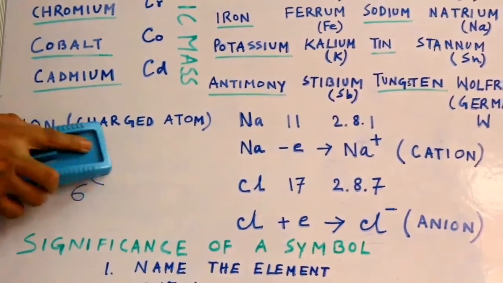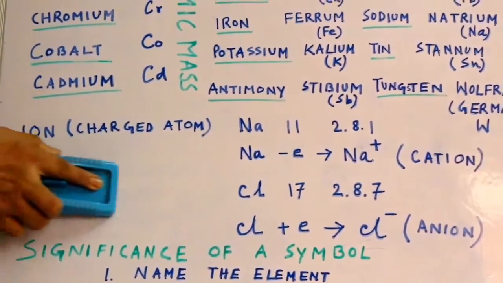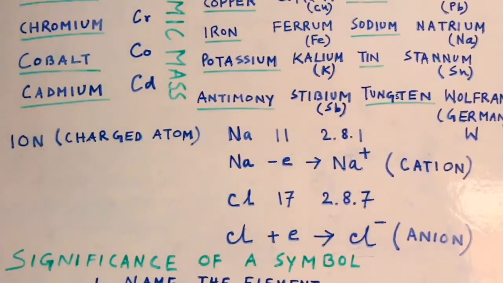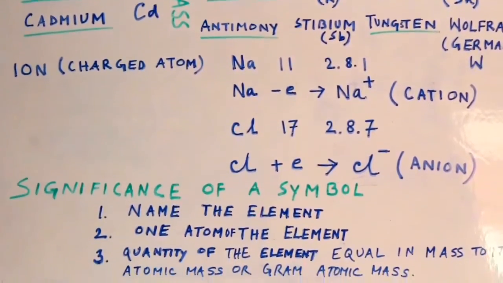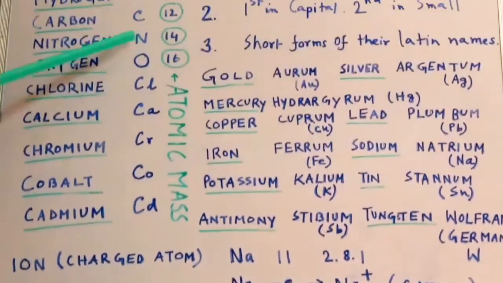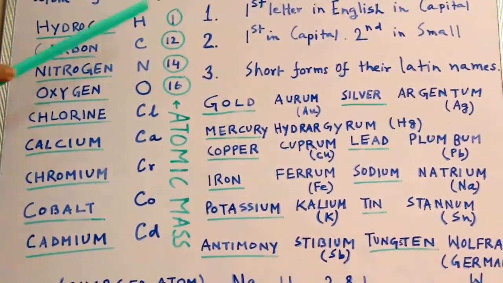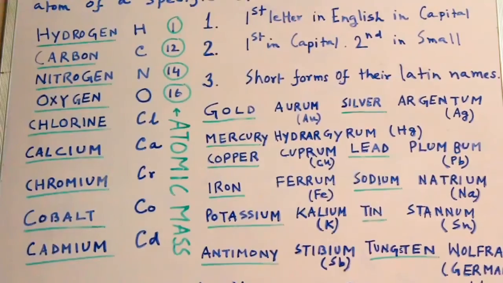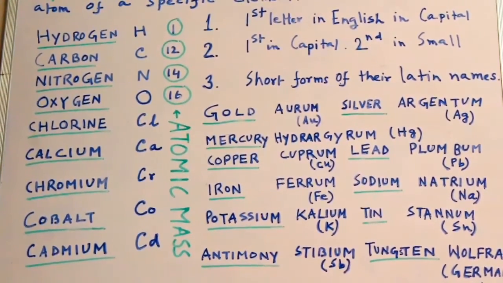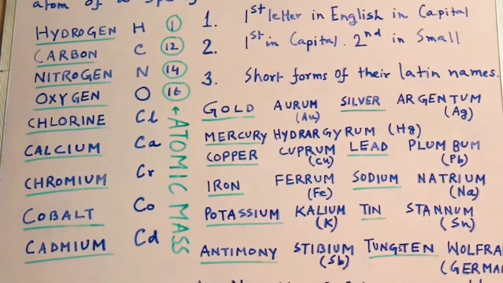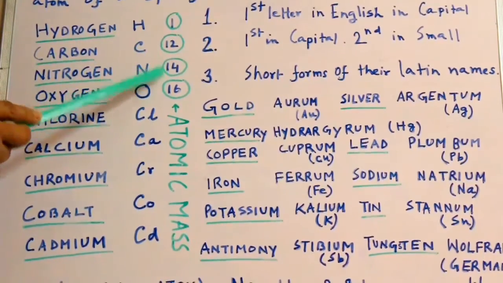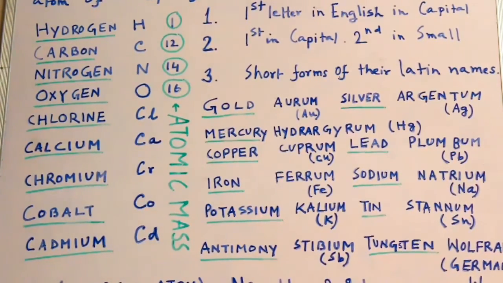Now, we are briefing the significance of a symbol. We are taking another example, nitrogen, N. If N is there, that means the element is nitrogen, that is point number 1. One atom of nitrogen, that is point number 2. And 14 gram of nitrogen.